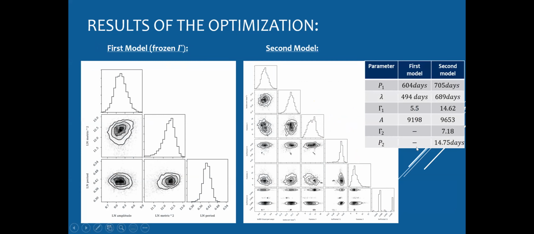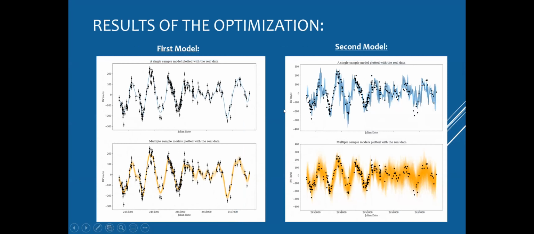Then this table includes the values that the optimizer found after running the regression. And in this graph, you can see how the original data looks when it's plotted against the 2 different models. The top graph is plotted with a single sample of the optimized parameters, while for the bottom graph, I used 500 random samples and plotted them all together.